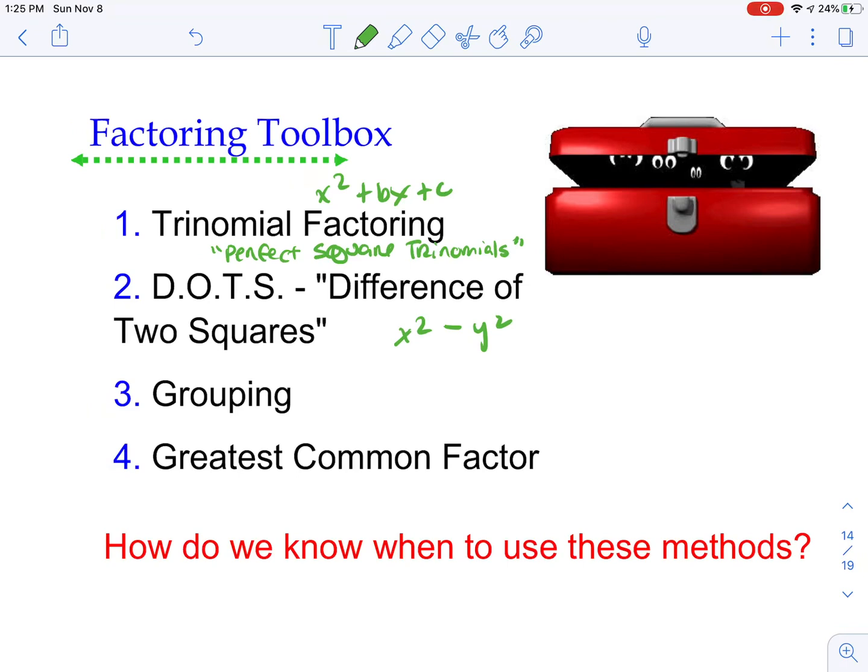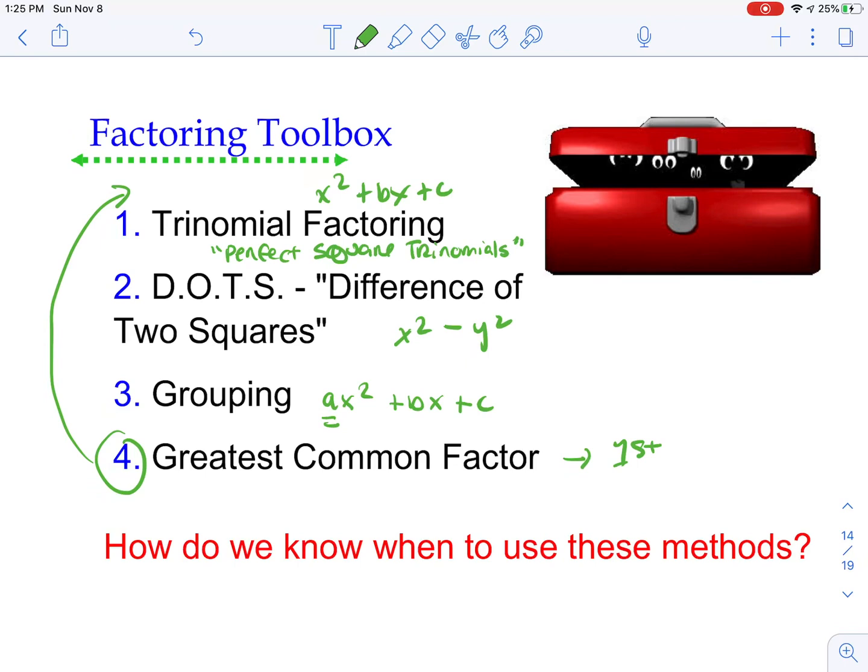Today we talked about grouping, which followed a similar structure to trinomial factoring in that it was a trinomial, but we've made a focus when our a was equal to something other than 1. And then our greatest common factor, which essentially should be at the top of the list, made its way into all our different types of factoring because it's always the first thing you're going to look for.